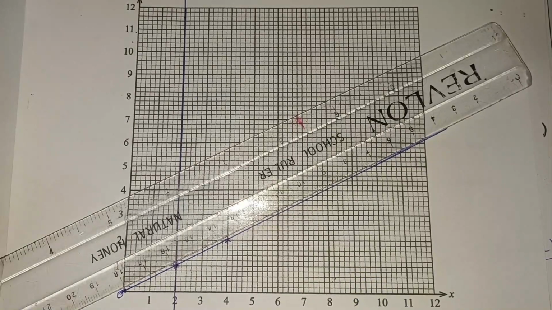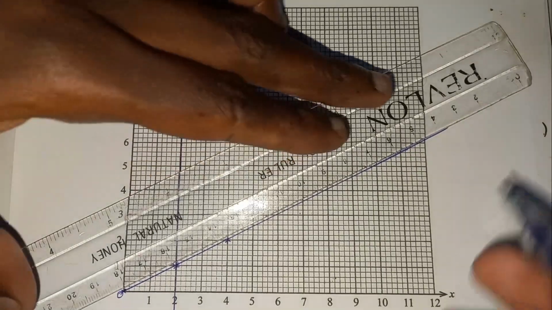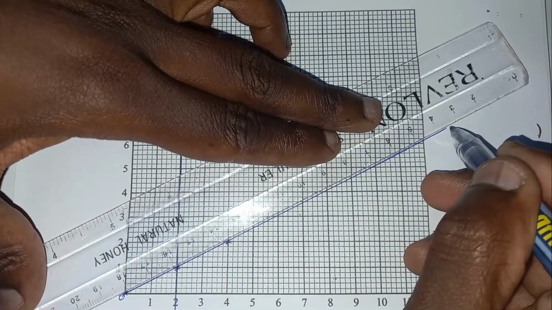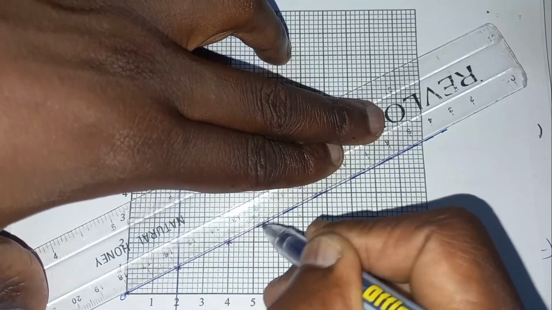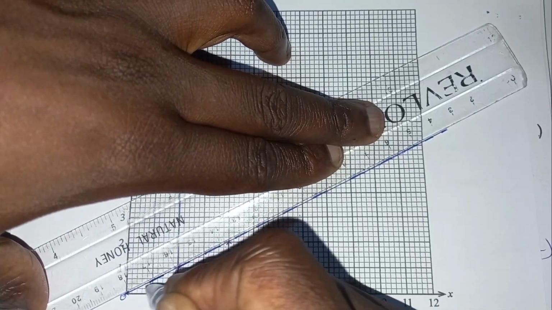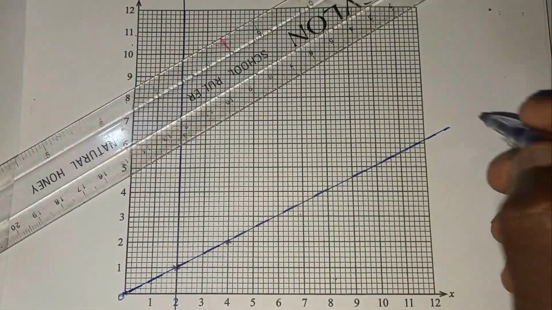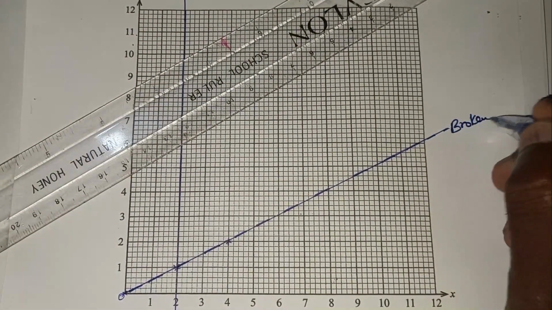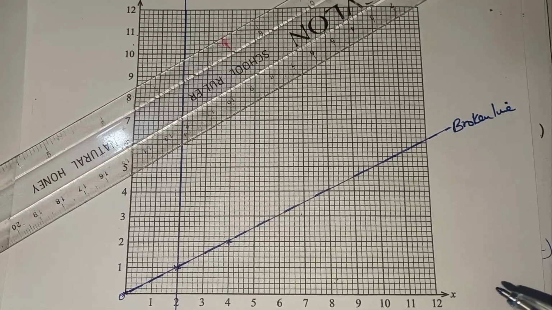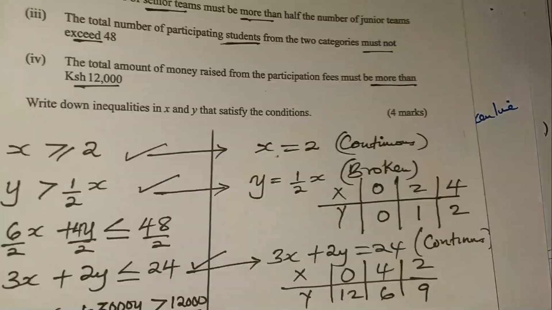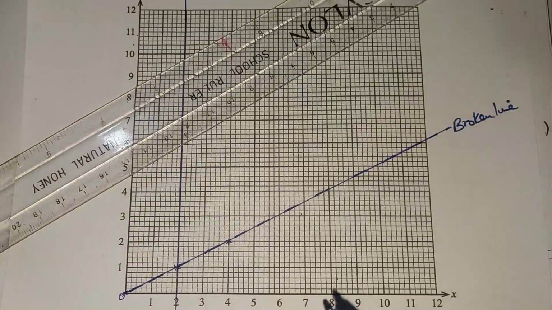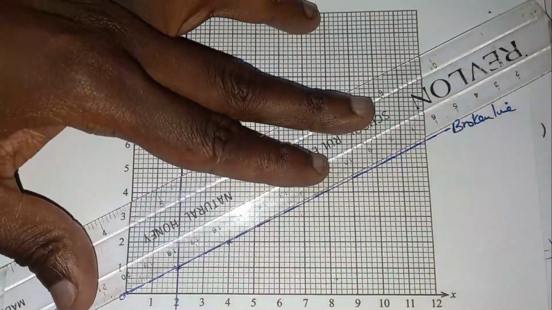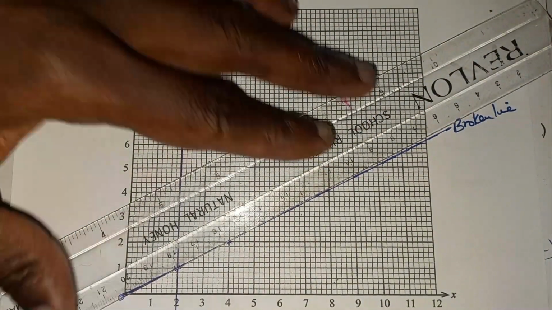That line should be broken and not continuous. I already drew a continuous line, so it should be a broken line. So I'm going to show it like that. This one is a broken line, since this is greater than, with no equal sign. Just ensure it is shown as broken so that you can see it.